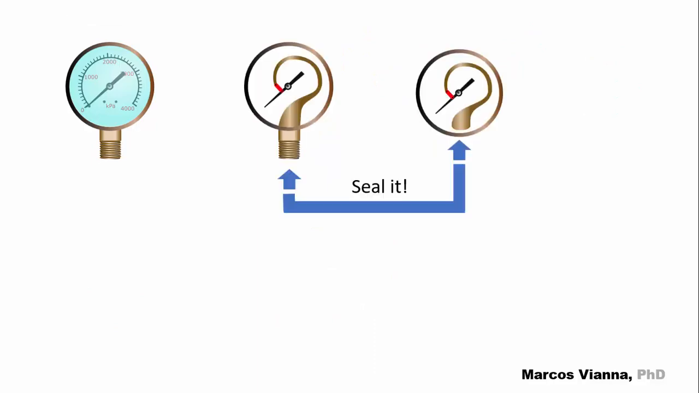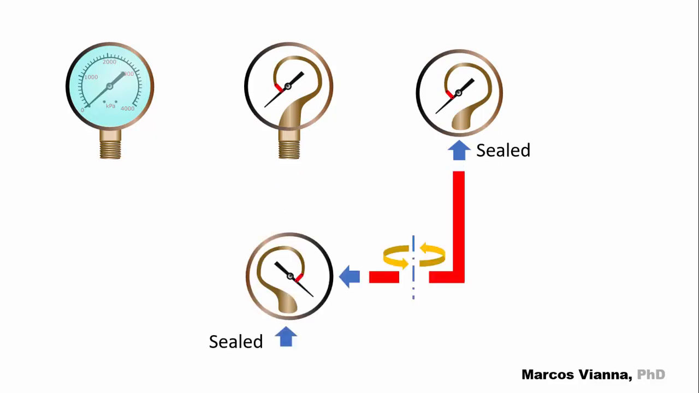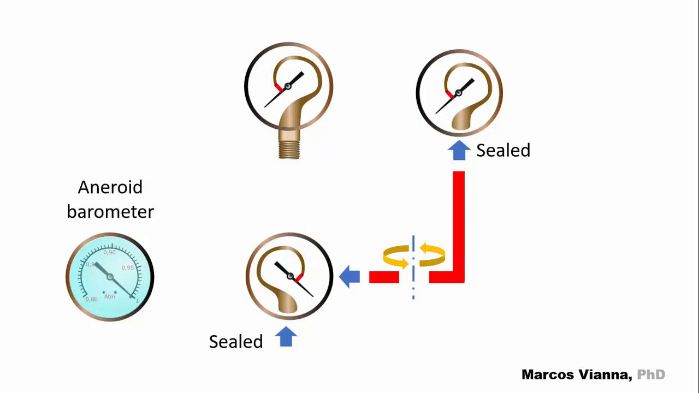Let's make a small change to the Bourdon gauge. Let's close and seal this extremity. Let's do it at the sea level. Now we turn it like this and close it. Inside the sealed pipe, there's the atmospheric pressure, which is equal to the outside pressure. So the pointer is indicating 1 atmosphere. We've just built an aneroid barometer.